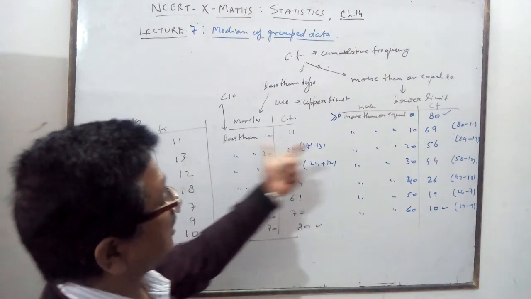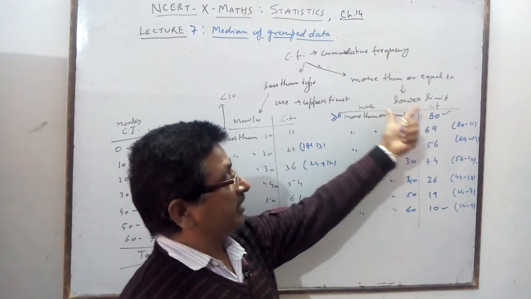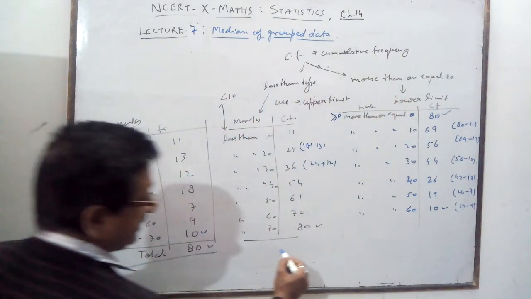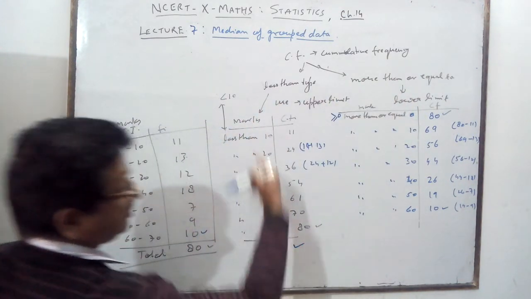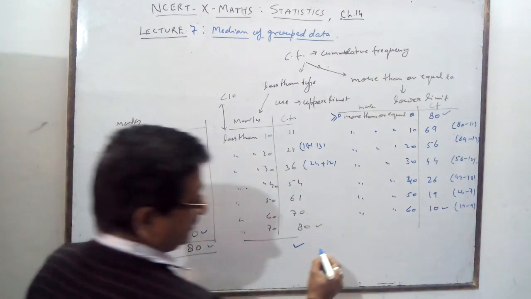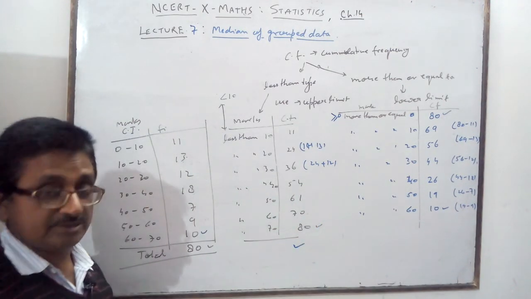So there are two types of the cumulative frequency distribution, but the median will be calculated by this. Median, when you use the formula, median formula, I will tell you in the next lecture.